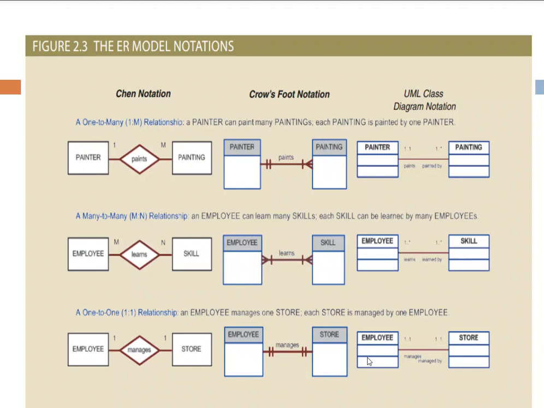The last one here is employee and store, which is one to one. The connectivity is one to one. For the relationship name, at the employee side we have manages, and at the store side we have managed by. So one store is managed by one employee, and one employee can manage one store.